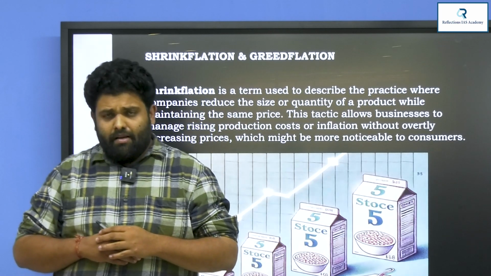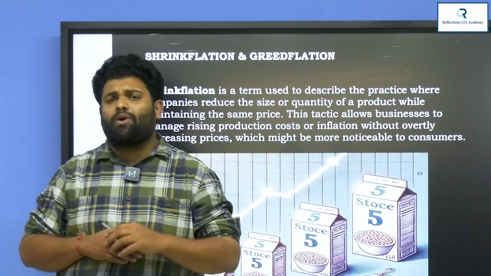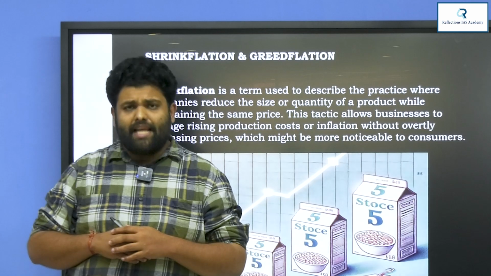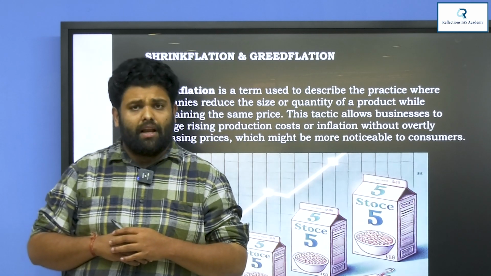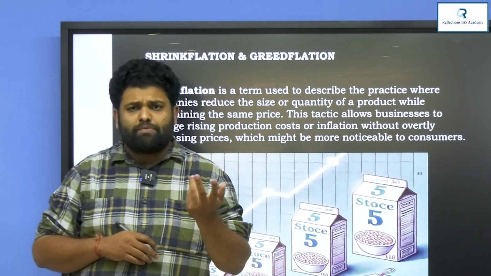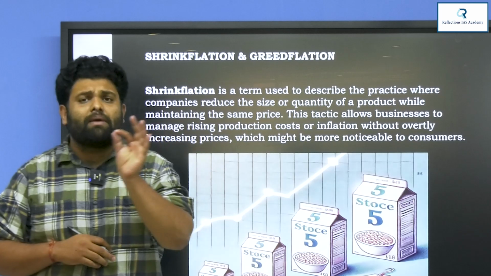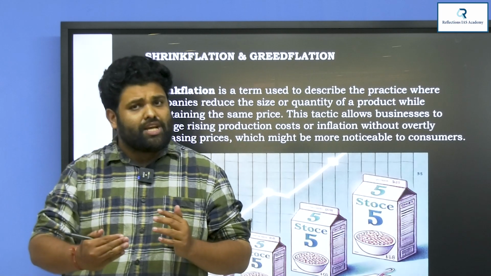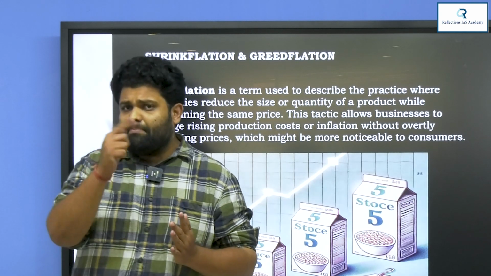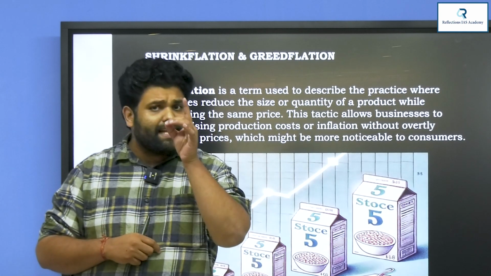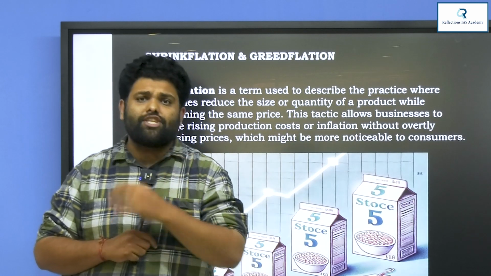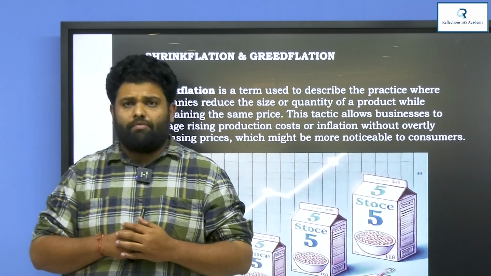As simple as that. For example, let us say there is a company called PepsiCo, which is in the beverage industry. Earlier, let's say we used to get a 300 ml bottle of Thums Up at rupees 20. Let us say 300 ml of Thums Up or Pepsi or Coca-Cola, whatever it is, at rupees 20. Now, when there is inflation, simply what happens is that the price would be the same, but the 300 ml would be reduced to 200 ml. Now, that is exactly what shrinkflation is. This is what we call, what, sir? Shrinkflation.